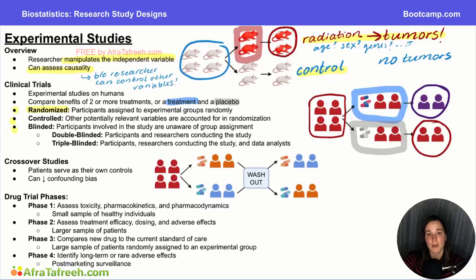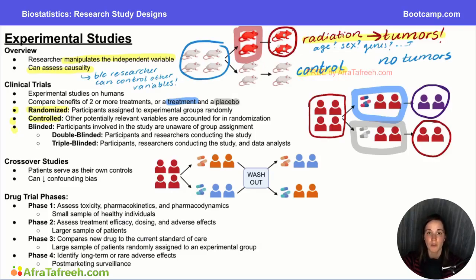Randomizing how study participants are assigned to the treatment and control group helps ensure that both of your groups are as representative of the general population as possible. Controlled refers to the presence of a comparison group that is not receiving the treatment.